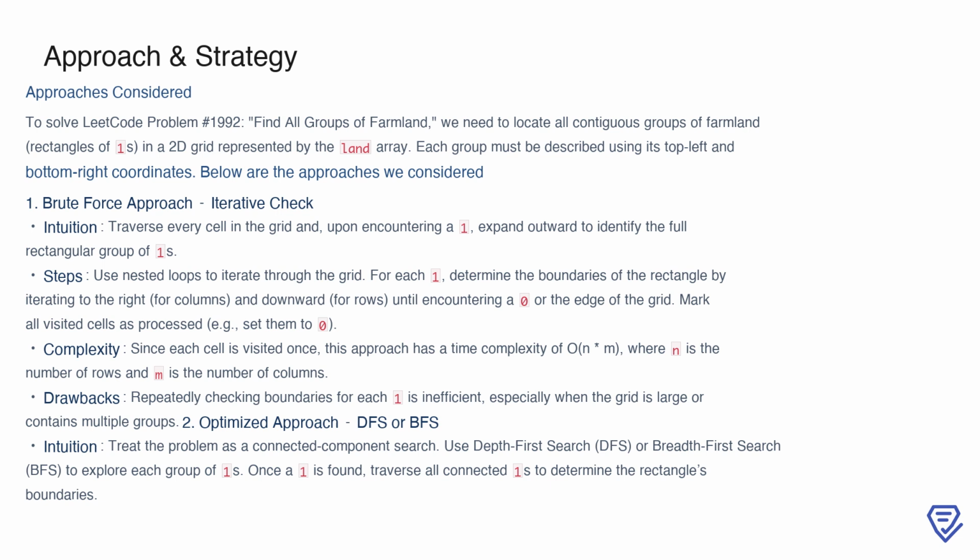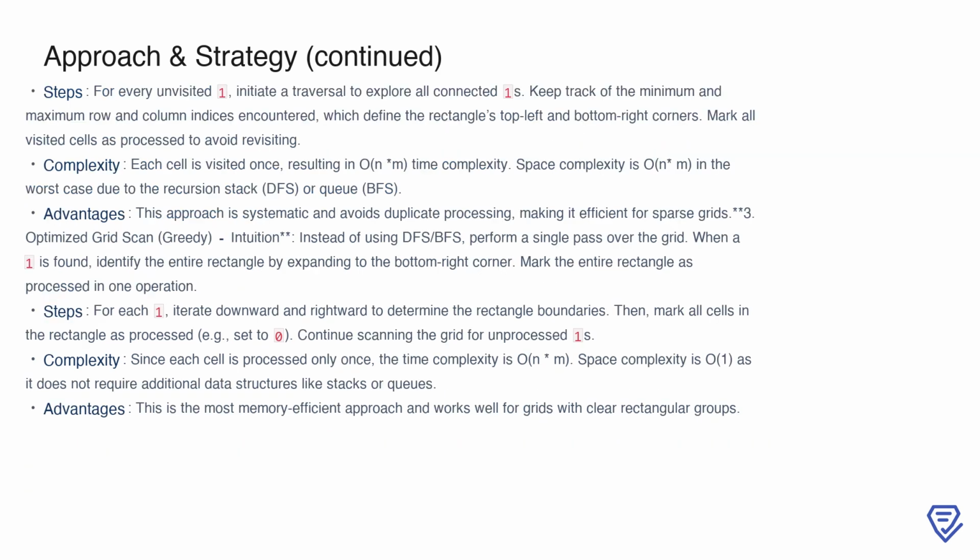Another approach is to use depth-first search (DFS) or breadth-first search (BFS), treating the problem as a connected component search. This method systematically explores all connected 1s to find the rectangular boundaries of each farmland group. With DFS or BFS, the steps involve starting a traversal for every unvisited one and exploring all its connected 1s while keeping track of the minimum and maximum row and column indices.